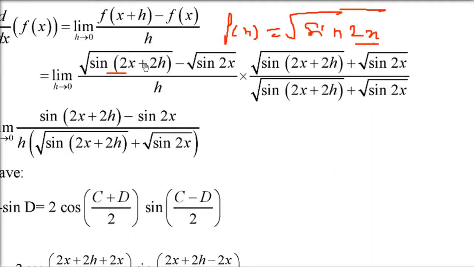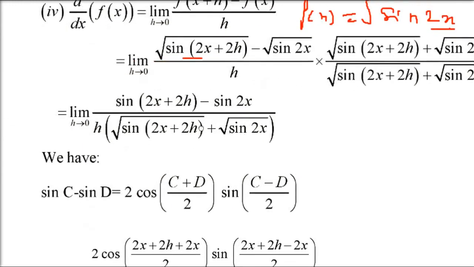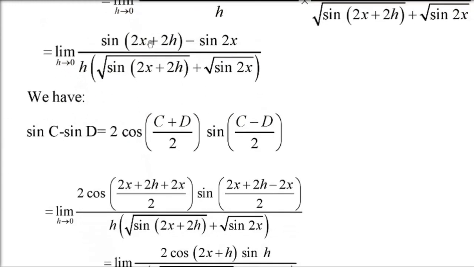Now as I said, we can do nothing from here unless we apply the RF. So take the plus and multiply numerator and denominator. Now this will be a minus b, a plus b, so it will be a square minus b square. So sin 2x plus 2h minus sin 2x will come. Denominator, don't worry about this. Denominator will never hamper your solution. Now sin c minus sin d you can apply here.